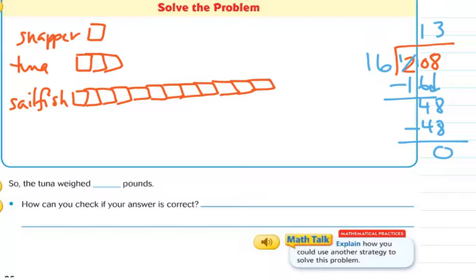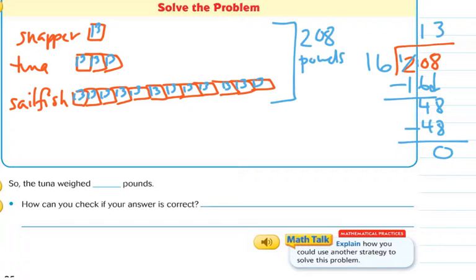So what we can do is we can write that out first, and then we can figure out the weight of the tuna fish. So boys and girls, when you notice here, and I fill in all the boxes, the total weight of all the fishes together came up to be 208 pounds. And we see that we have 16 times 13, we get 208 pounds. So that's just showing us that strategy of multiplication to check our division answer.